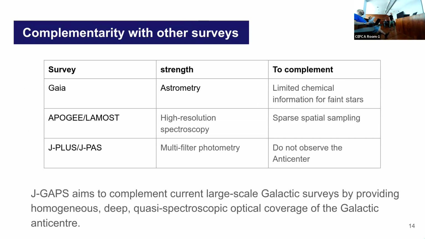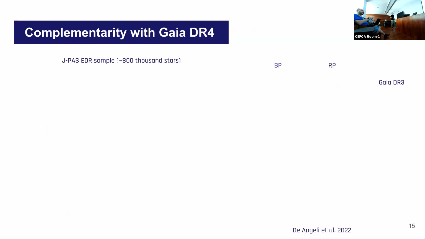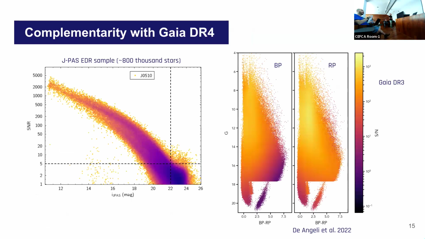The goal of J-GAPS is not to compete with these large surveys. The goal of J-GAPS is to complement these surveys and provide information where they have, let's say, a lack of information. In this case, for example, if we compare with Gaia pseudo-spectra in Gaia DR3, for Gaia DR4 we will have complete coverage in this fainter region where Gaia has a high signal to noise ratio.